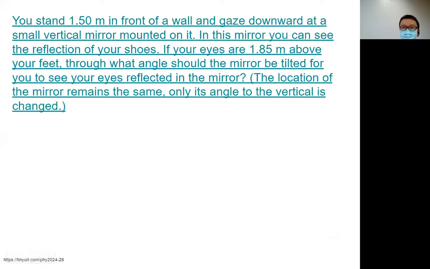All right, so let's take a look at this one. For geometric optics, you want to sketch your problems and then see what geometry is involved. So we'll be doing that to get started.